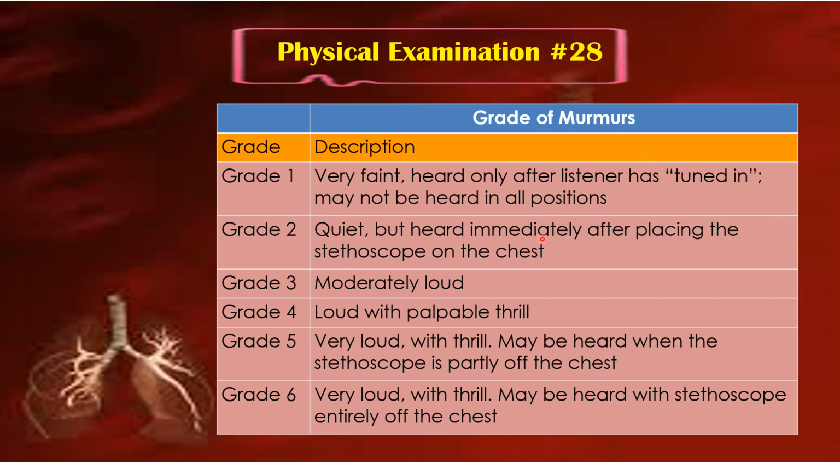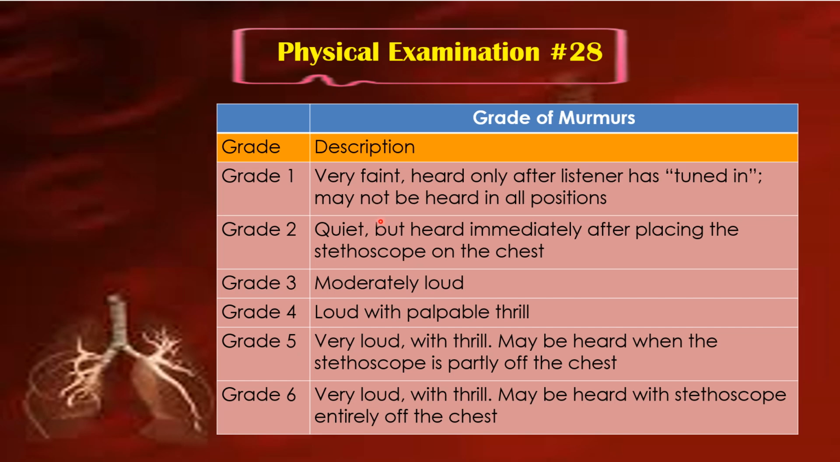Okay, so it is important to grade murmurs using the following 6-point scale, and then you have to note that grade 4 through grade 6 require the added presence of a palpable thrill.